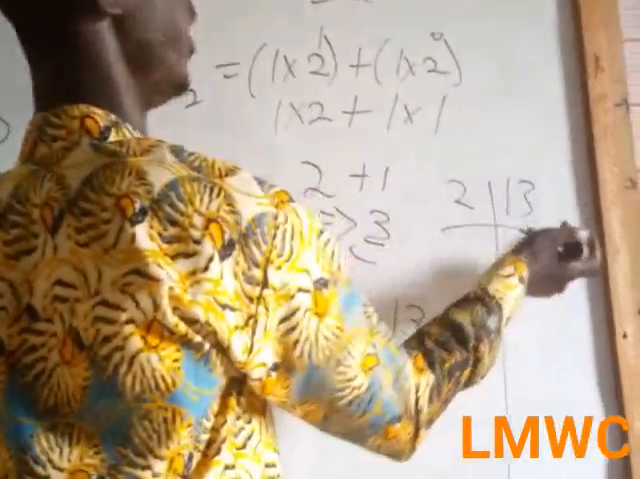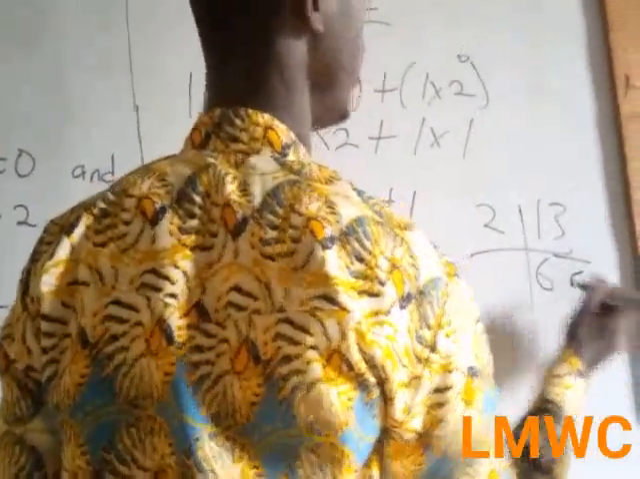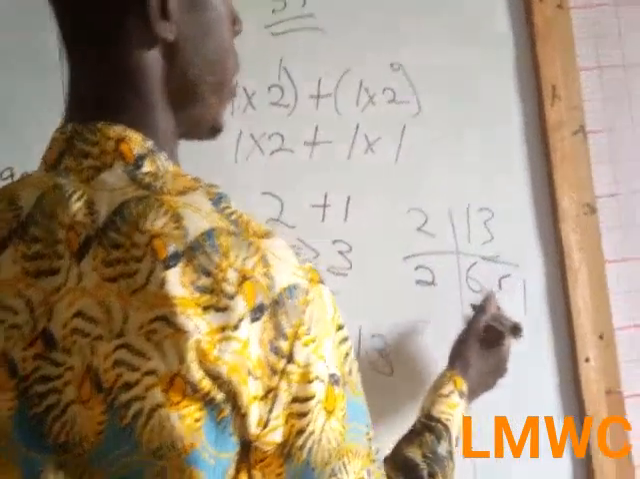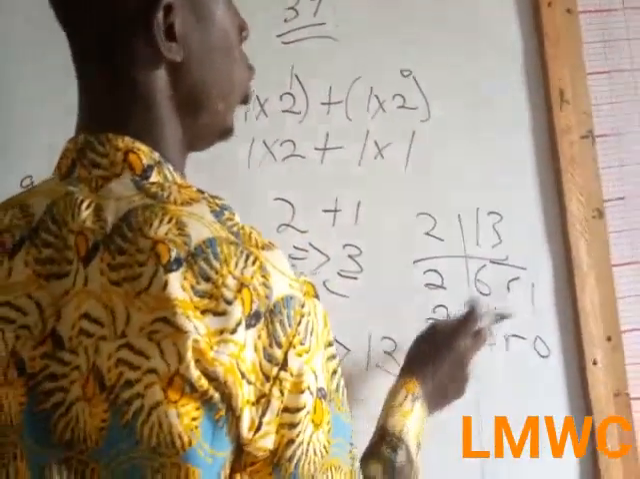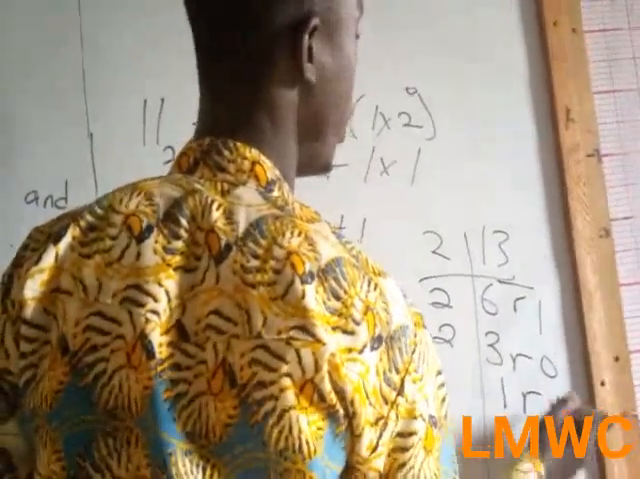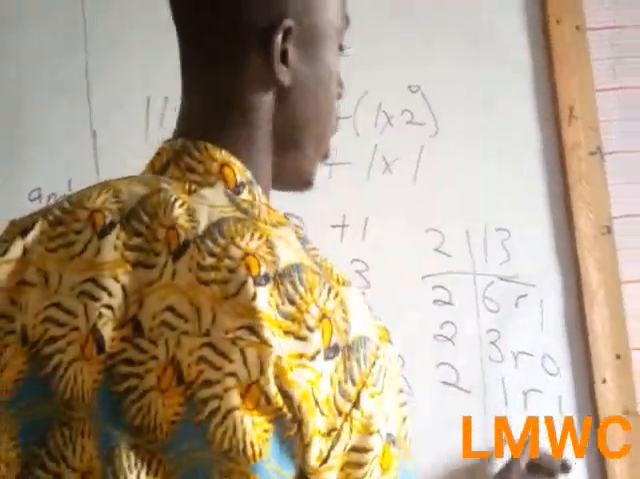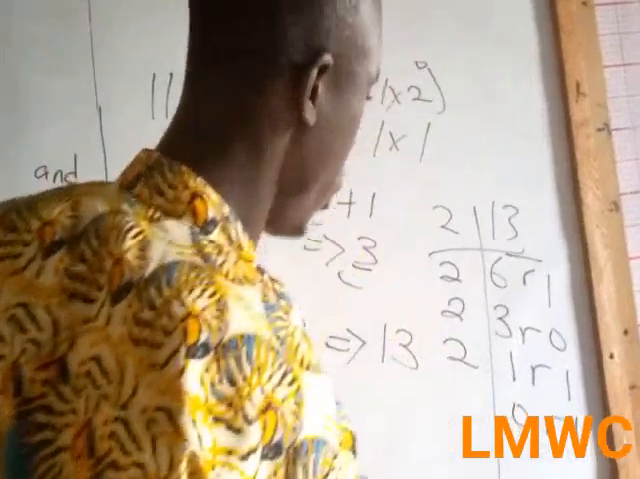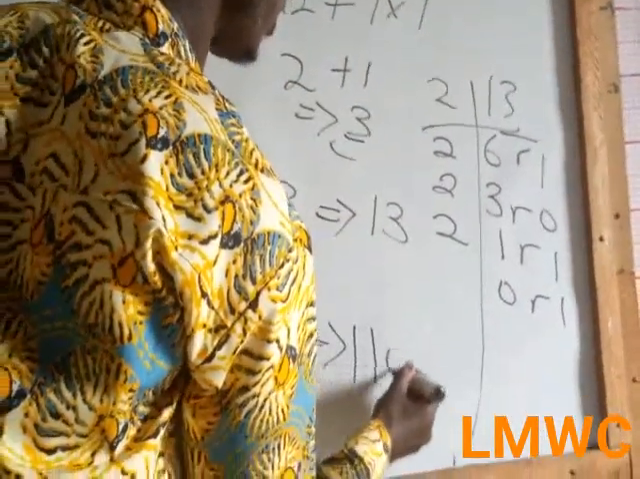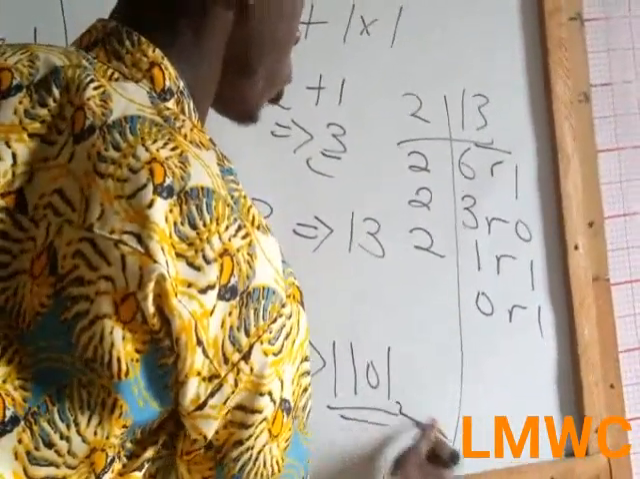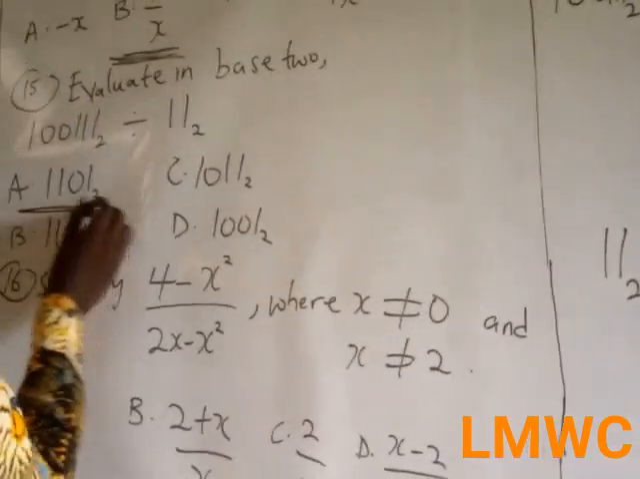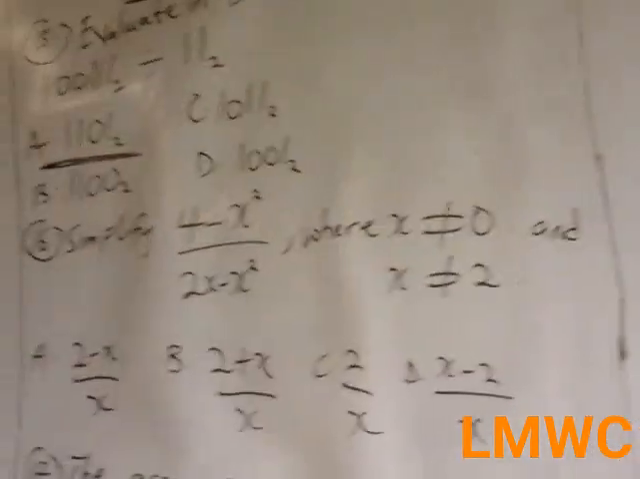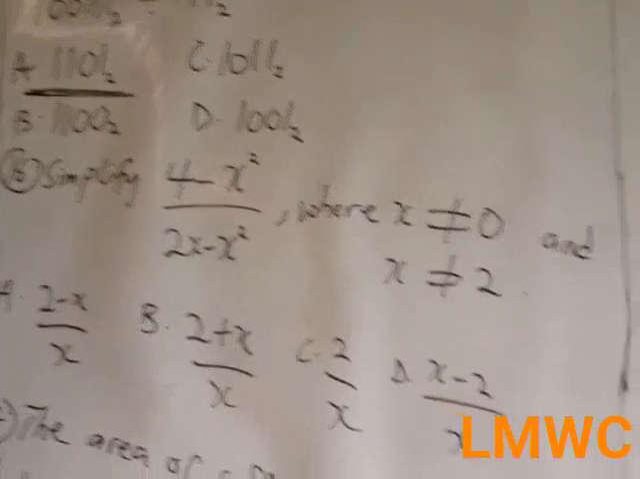So 2 goes into 13, how many? 6 remainder 1. 2 goes into 6, 3 remainder 0. 2 goes into 3, 1 remainder 1. 2 goes into 1, 0 remainder 1. So we have 1, 1, 0, 1 in base 2. Let's check our answers. So it's A. 1, 1, 0, 1.